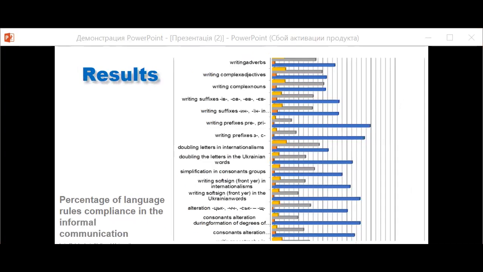Slide 6. On this slide, you can see percentage of language rules compliance in the informal communication. In informal communication, which takes place with the help of handwriting, the level of compliance with spelling rules immediately drops sharply. This is due to the fact that communicators are moving to the conventional style of communication, which is characterized by free handling of norms, including spelling. As adherence becomes unimportant, not all speakers consider it necessary to make extra effort to spell words correctly.